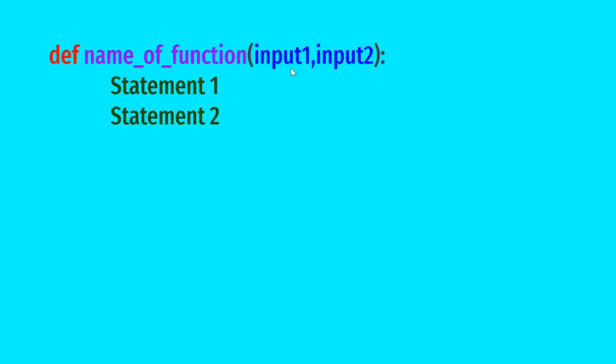Now this need not just be input 1 and input 2. Those are not keywords. You can have any variable. You can use x, you can use y. Anything is fine. Then a colon, and then under this function you're going to have statement 1, statement 2 and statement 3. Whatever statements you want to add in your function, whatever functionality your function has to do, all that will be present in this place. This will be called the body of the function.